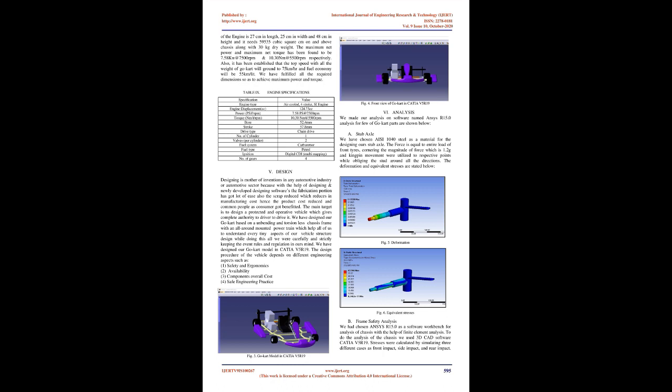Gear ratio, overall: first, 27.64; second, 16.07; third, 11.68; fourth, 9.58. Primary reduction, 3.41.